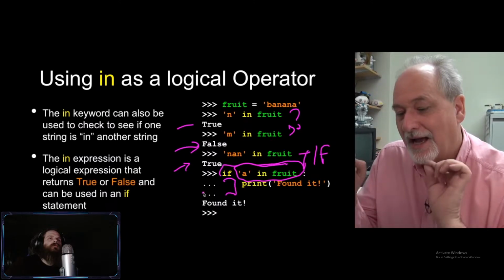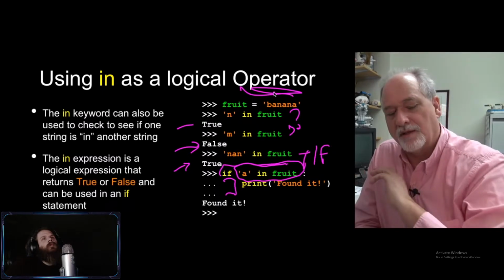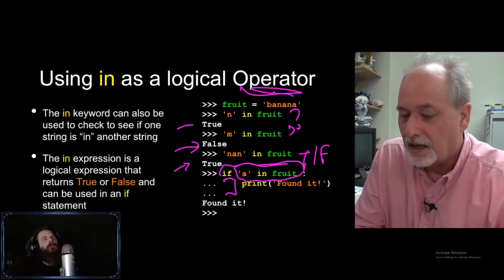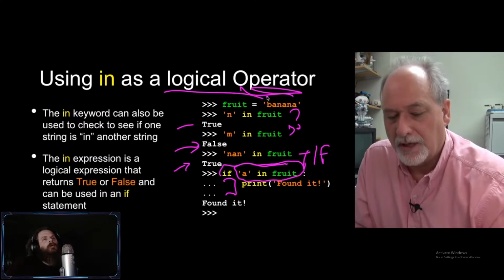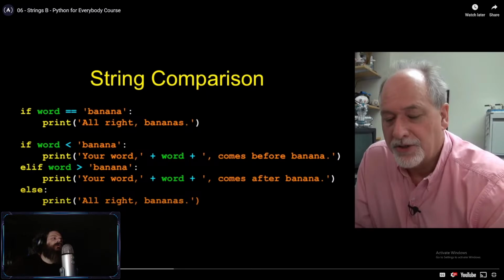So in is an operator in this particular situation. In a for loop, in means something different. And we'll use in for other things as logical operators coming up in a bit. You can do string comparison.